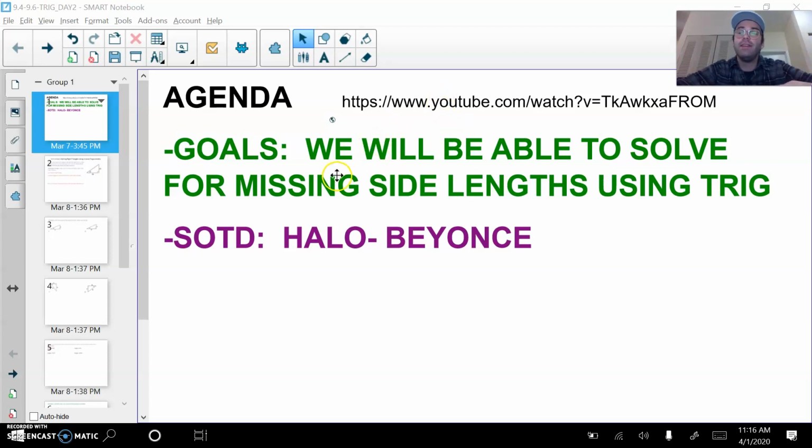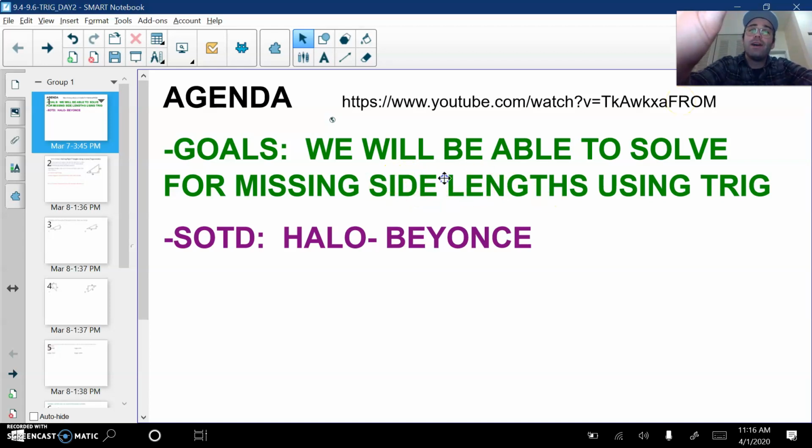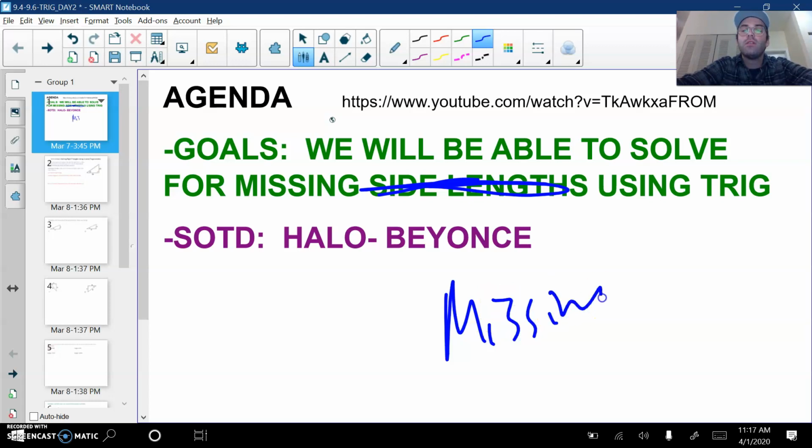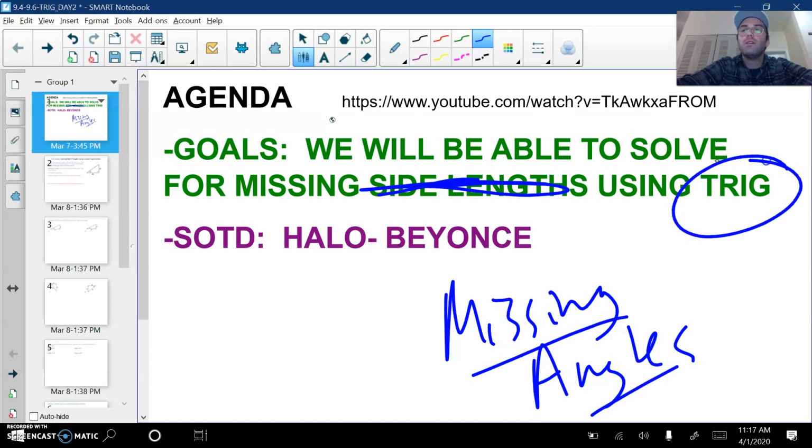Yesterday we solved for missing side lengths using trig. Today, I don't know why it says side lengths, but we're going to solve for missing angles. That's what today is all about. We're solving for the missing angles in a right triangle using SOHCAHTOA.